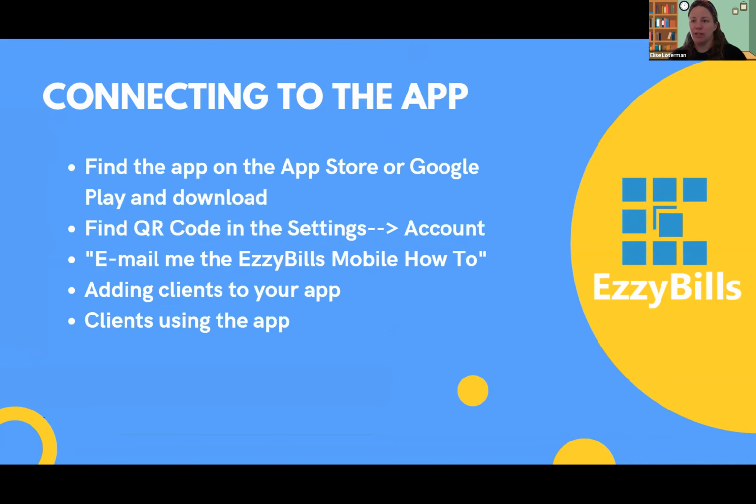Our EzzyBills app is available for free through the App Store or through Google Play. You go to the App Store or to Google, search for EzzyBills and download it. The icon is our logo, so it should be pretty easy for you to spot and find. And then once you've downloaded the EzzyBills mobile app, there's basically two ways that you can connect the app to your current EzzyBills account. One is through a QR code, and one is just through your username and password.